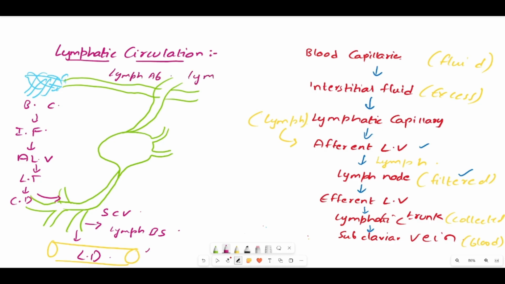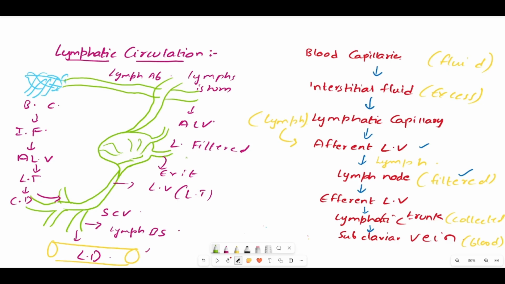That lymph is turned into the afferent lymphatic vessel. Here the lymph gets filtered. That filtered lymph will be exiting and it finally reaches the lymphatic vessel, which is a lymphatic trunk. From there it enters into the subclavian vein. So however you see, the process will be the same. Let me tell you the step by step process, or the points you can write in each one. Now let us see in each part what points you will be including.